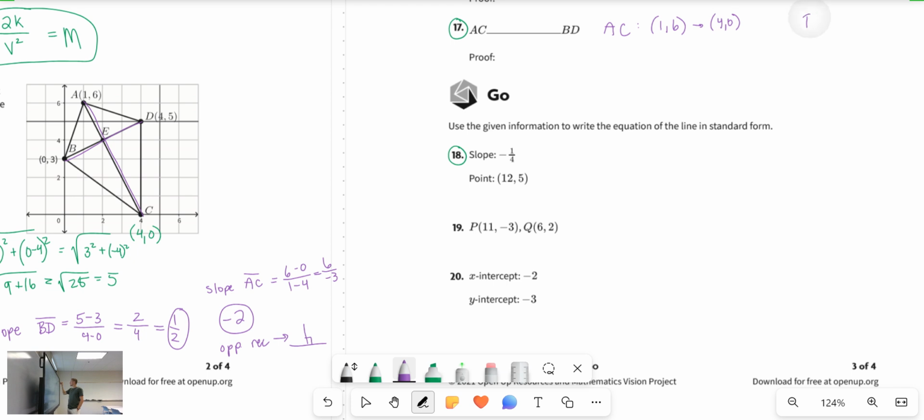All right. B to D uses 0, 3, and 4, 5. 0, 3, nope. 0, 3, and 4, 5.